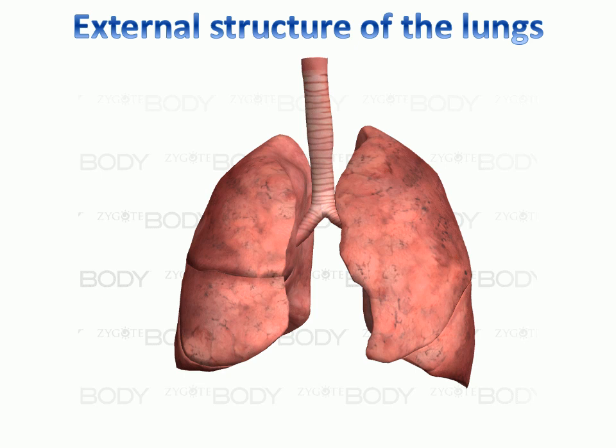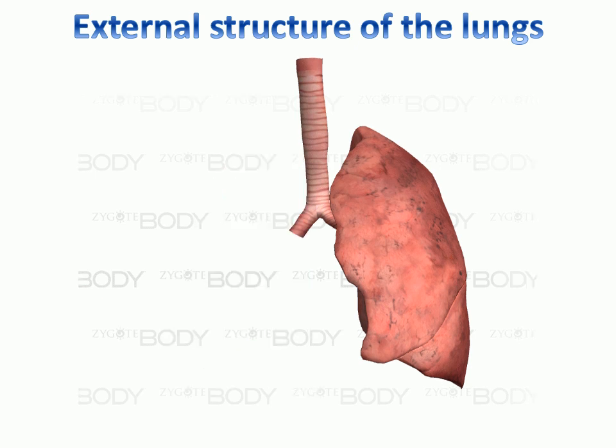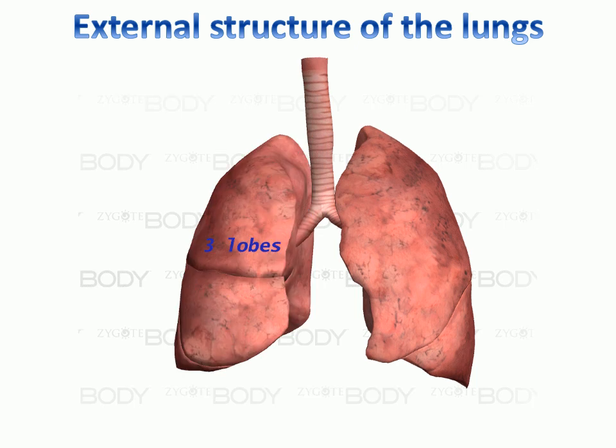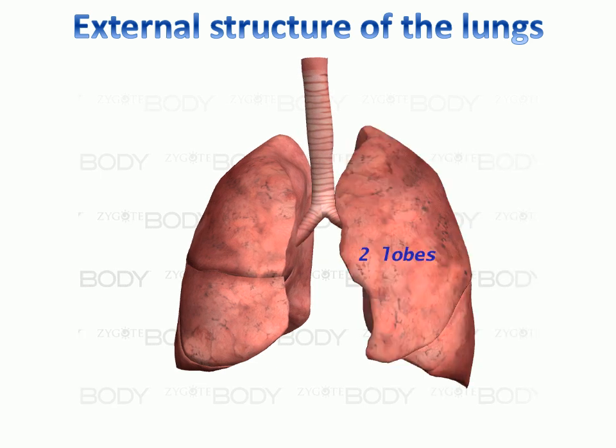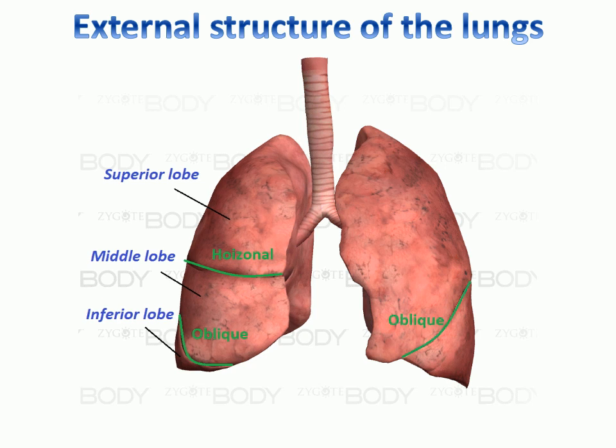The two lungs are not identical. The right lung has 3 lobes, and the left lung has 2 lobes. The right lung is separated by 2 fissures, the horizontal fissure and oblique fissure, separating it into the superior lobe, middle lobe, and inferior lobe. The left lung is separated by a single oblique fissure, separating it into the superior and inferior lobes.